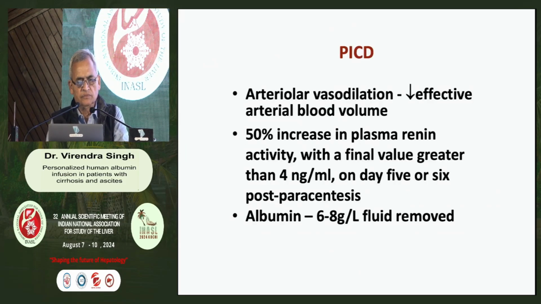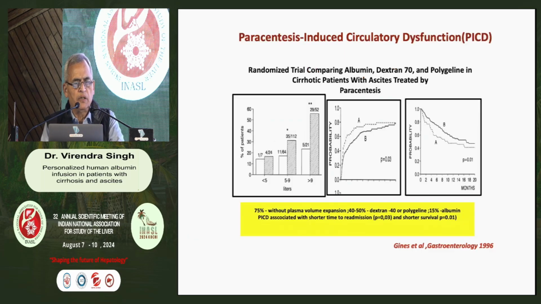hepatic encephalopathy. In PICD, there is arteriolar vasodilatation which causes the decreased effective arterial blood volume. And in this, there is a 50% increase in the plasma renin activity with a final value of greater than 4 nanogram per ml on day 5 or day 6 post paracentesis. The albumin, if given in the doses of 6 to 8 grams per liter of the fluid removed, we can prevent the development of PICD. This is how the PICD develops.